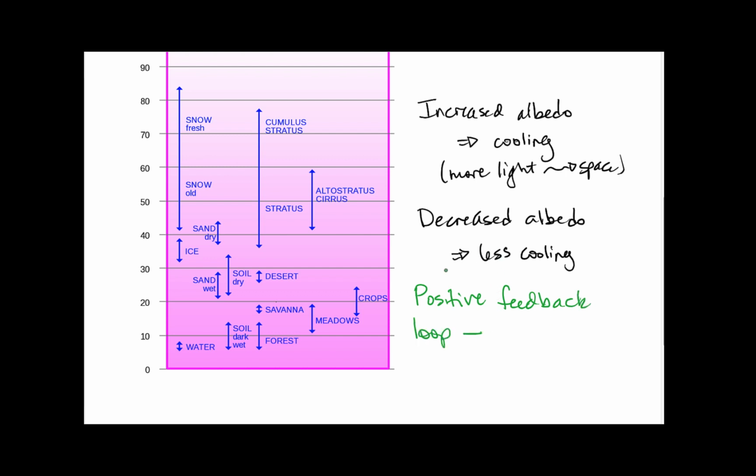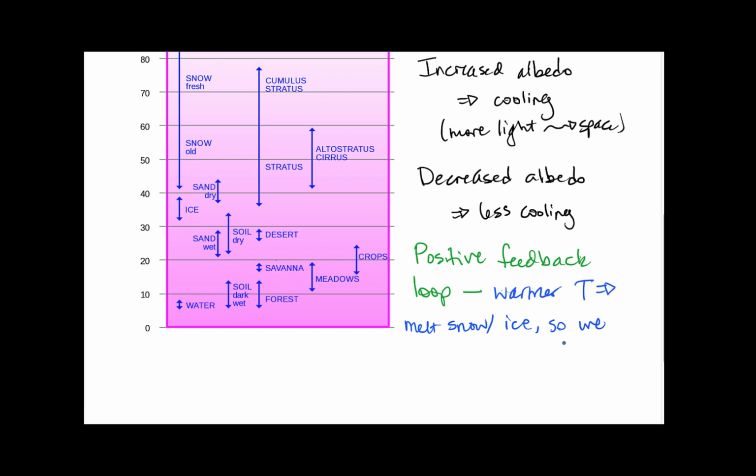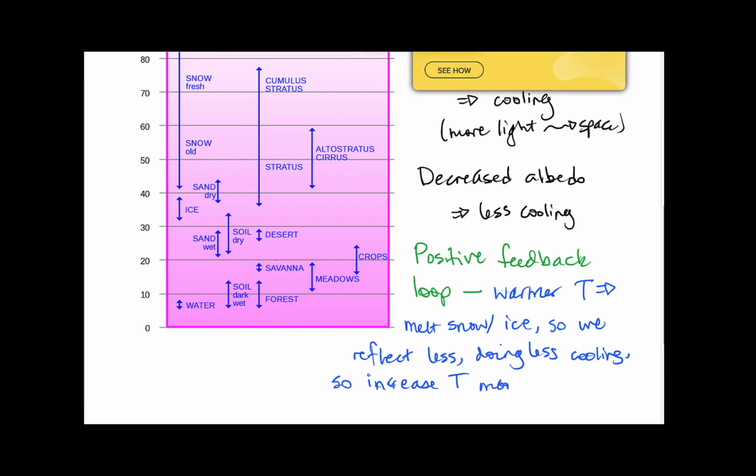So in this case, the positive feedback loop is going to involve warmer temperatures are going to melt the snow and ice, and so we reflect less, doing less cooling by reducing the albedo, and so increase the temperature more, and melt more ice.